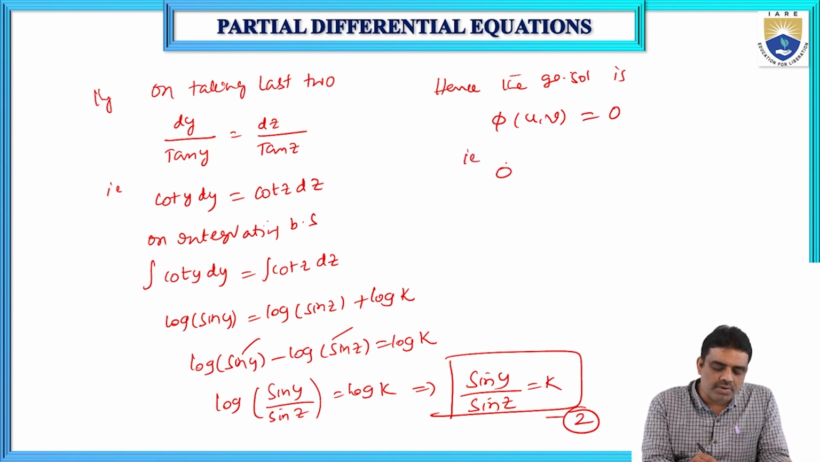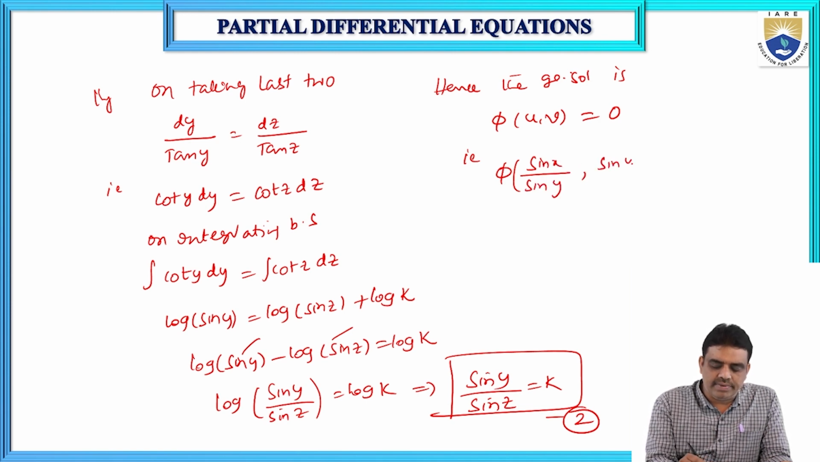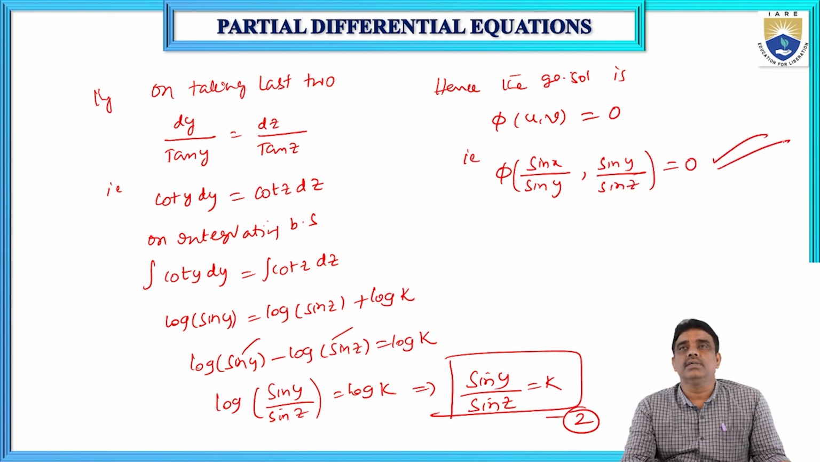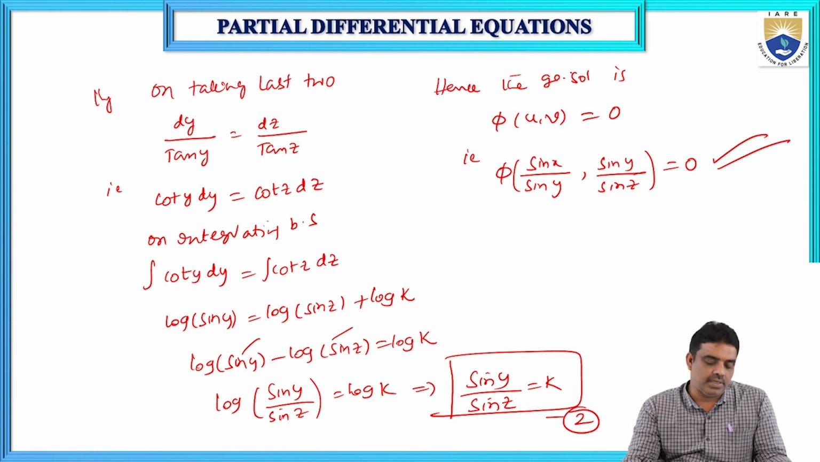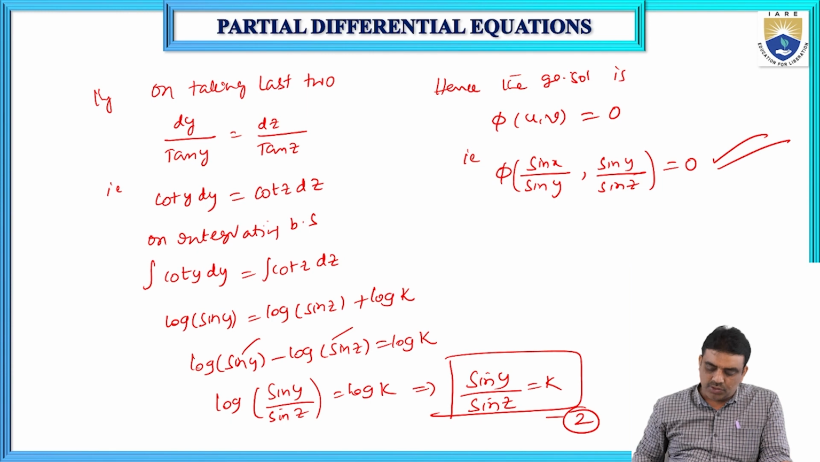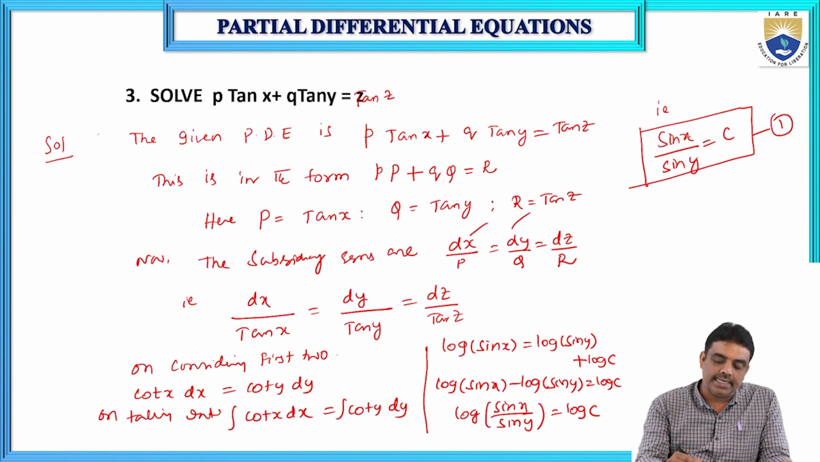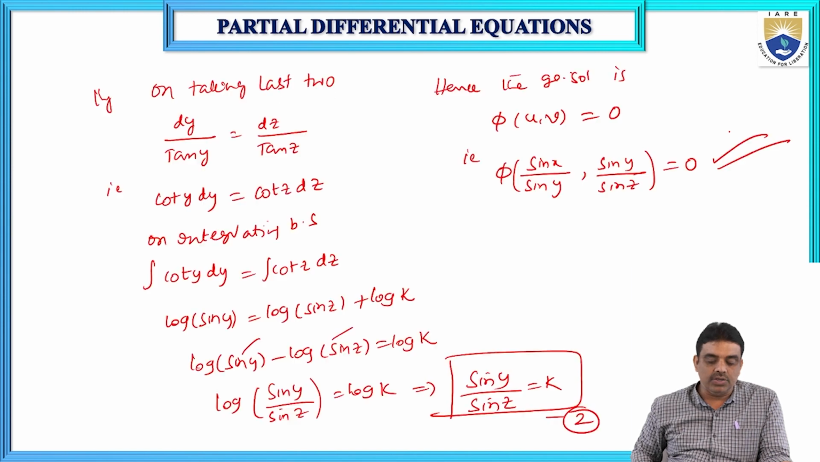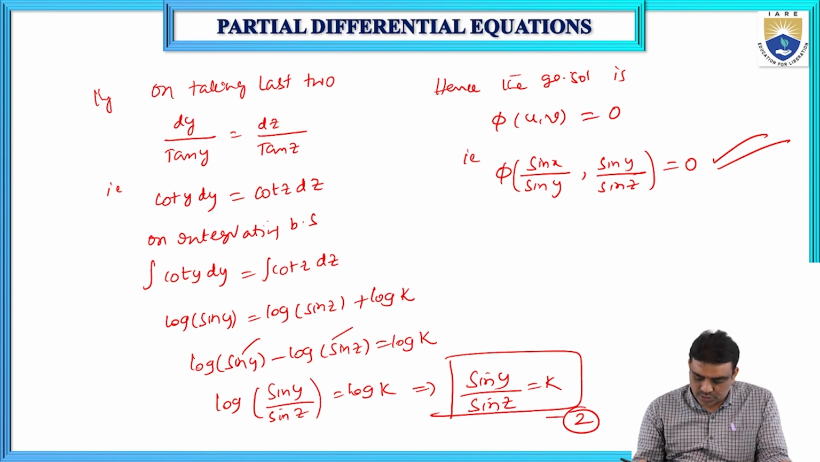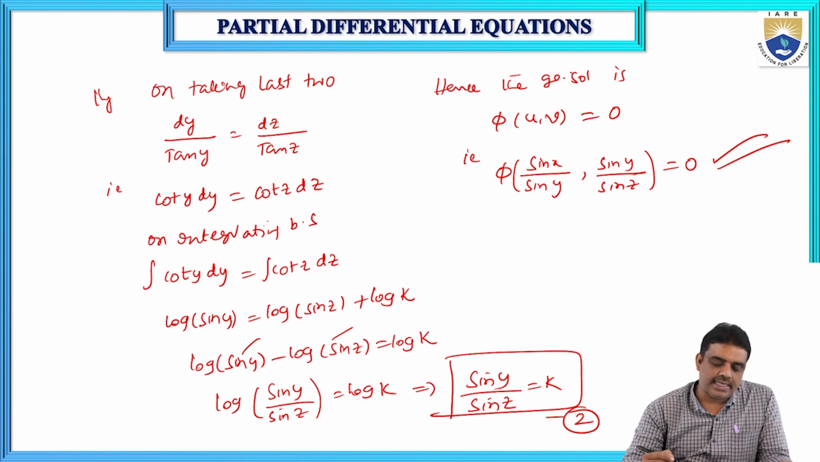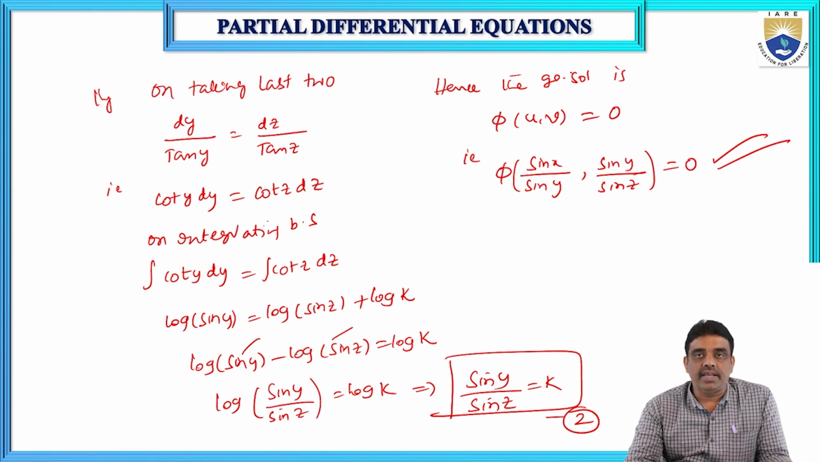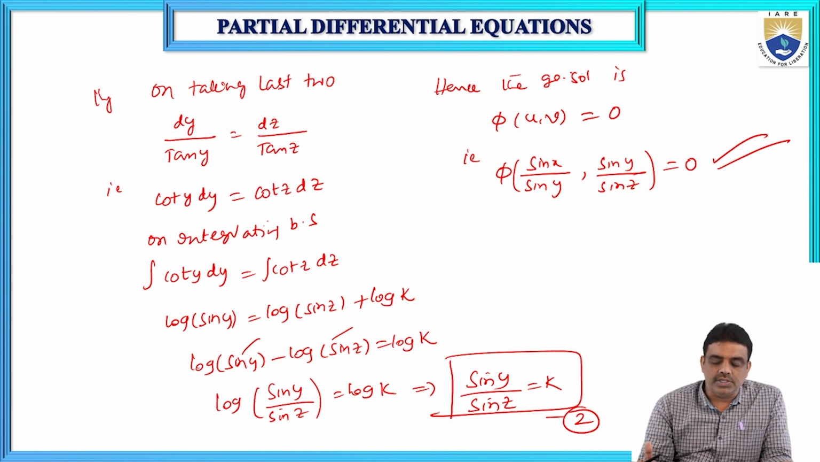So what is the first solution? Phi of sin x by sin y, comma, sin y by sin z is equal to 0, is the required solution of the given differential equation. So I hope this is clear. The first solution sin x by sin y is equal to c, and the second solution sin y by sin z is equal to k. On writing the two solutions into one solution, you'll get phi of sin x by sin y, sin y by sin z is equal to 0, which is the required solution of the given partial differential equation.